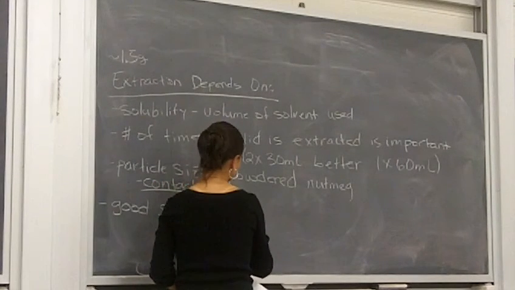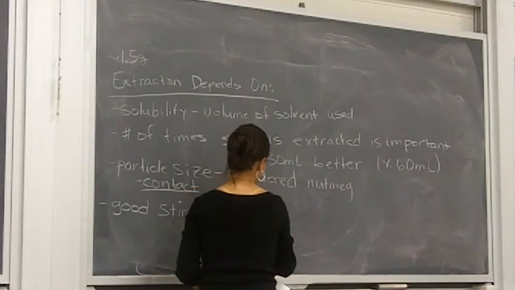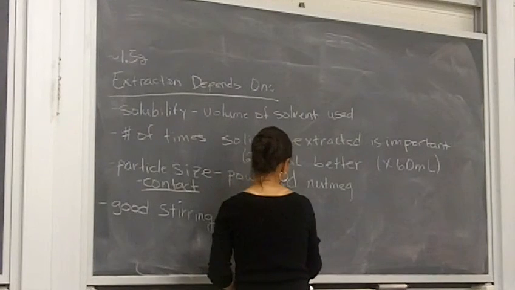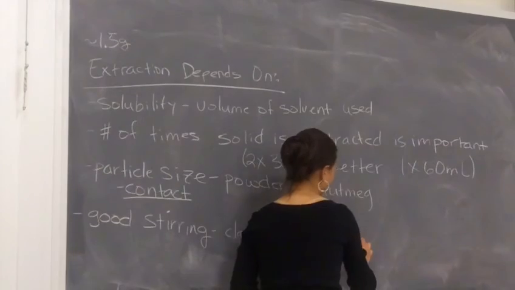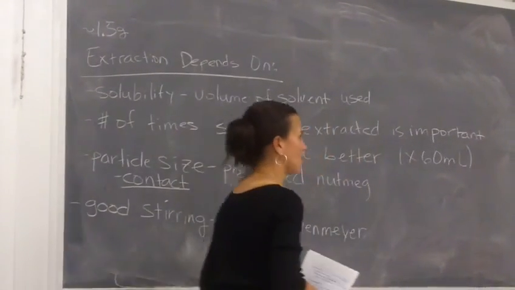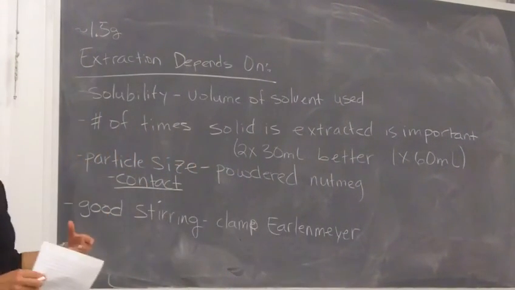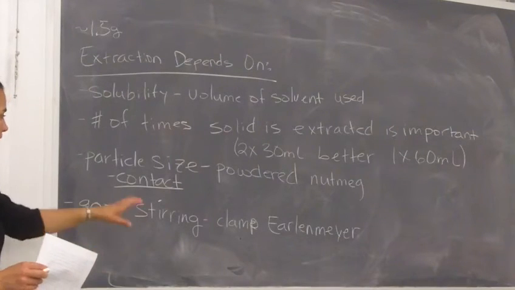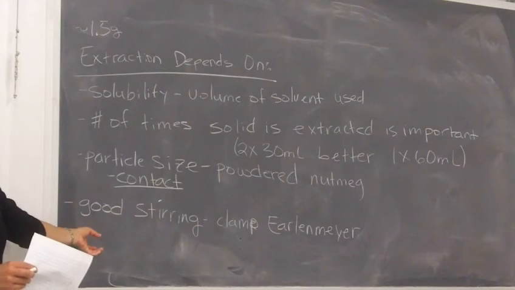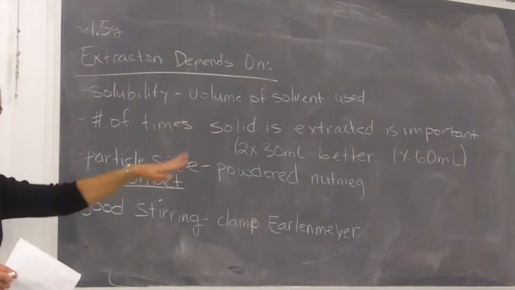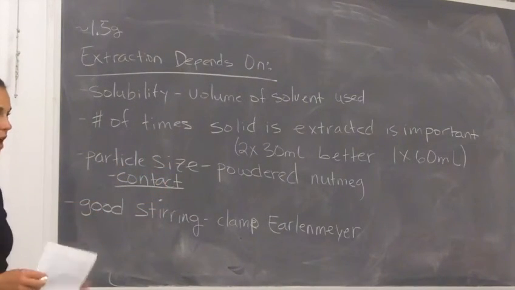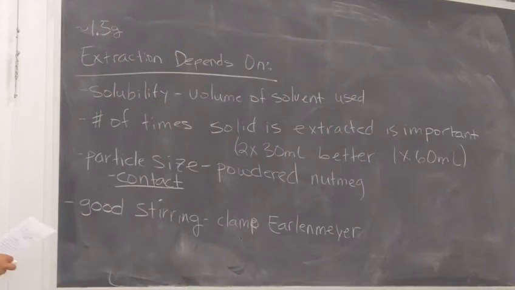So you want to make sure you clamp your Erlenmeyer flask, because you're going to need to have really good stirring in that flask to make sure you get all that trimyristin extracted out, okay? So we want to have high stirring, and we don't want the Erlenmeyer flask just walking off the hot plate, all right?